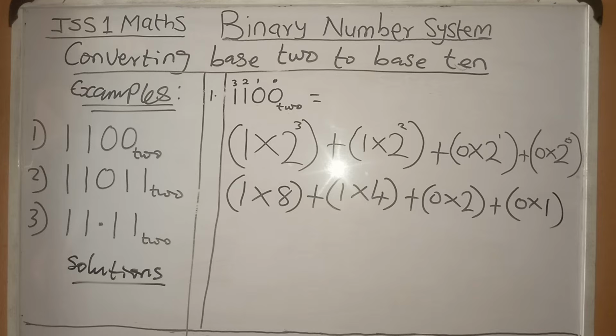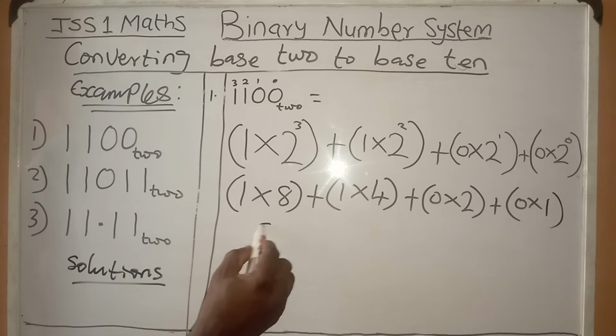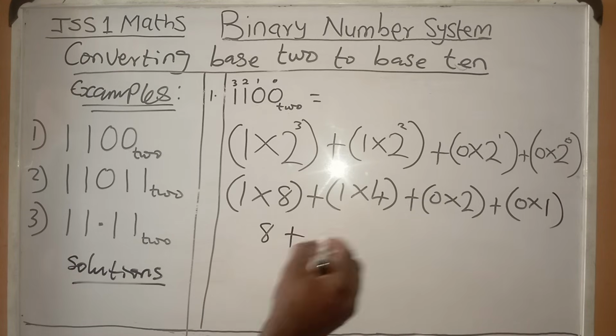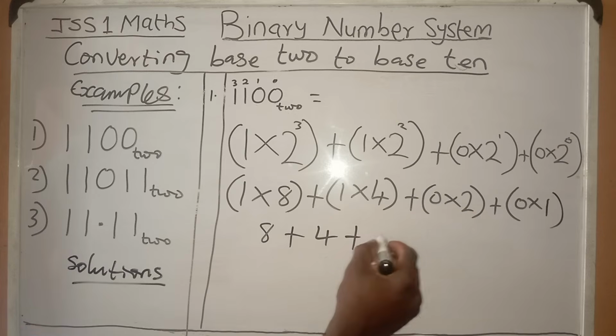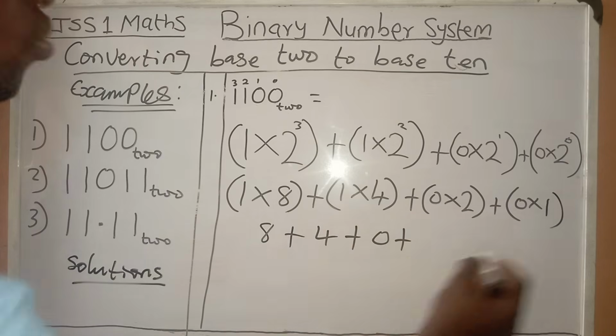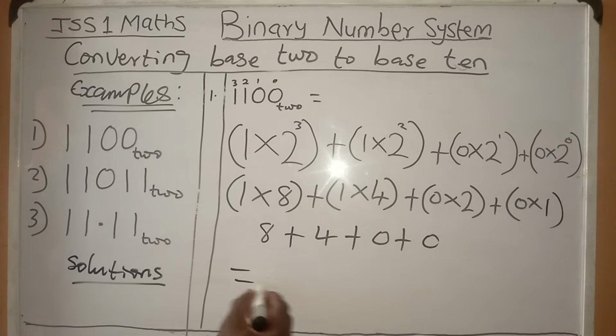So we can now multiply out the brackets. 1 times 8, that will give us 8. Plus 1 times 4, that will give us 4. 0 times 2, that will give us 0. Plus 0 times 1, that will give us 0. So the final answer will now be 8 plus 4. That will give us 12. 12 plus 0 plus 0, that will still give us what? 12. In base what? 10. Good. Wonderful. So this is how to go about this solution.